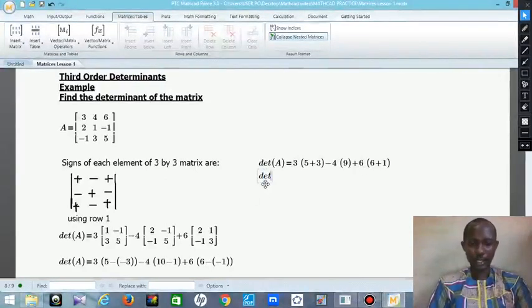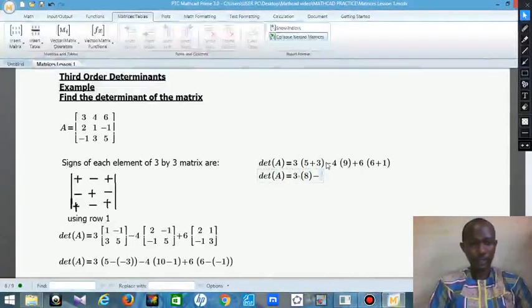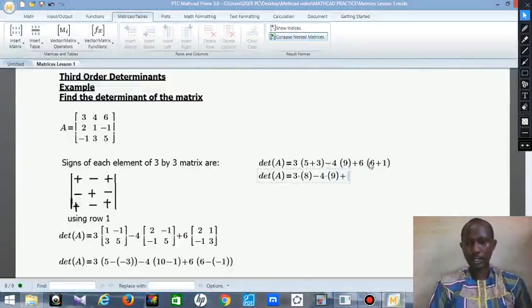Then we have DET, open bracket, capital A, will now be, so now we have 3 open bracket, 3 plus 5, here is 8, minus 4 open bracket 9, then plus, so 6 plus 1 here is 7, which is 6, open bracket 7.